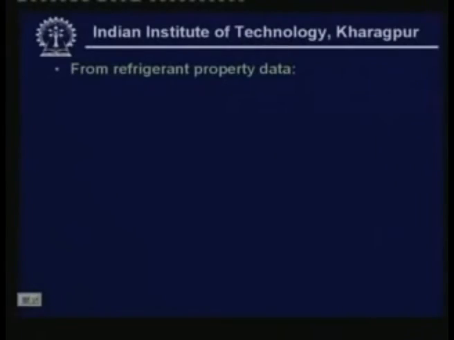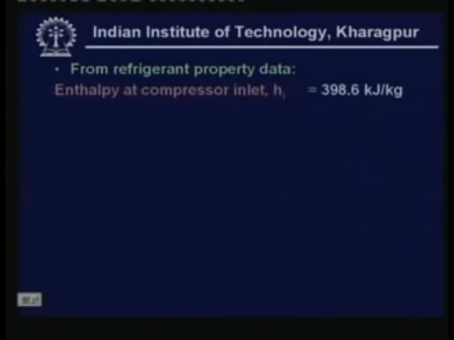As I said, this is a simple problem. So first let us look at the refrigerant property data. You have to find the property data from R134a properties, and it is mentioned that evaporator temperature is 0 degree centigrade and the inlet is dry saturated. So you can find the enthalpy of saturated vapor at 0 degree centigrade, and from the property data you find that this is 398.6 kilojoule per kg.